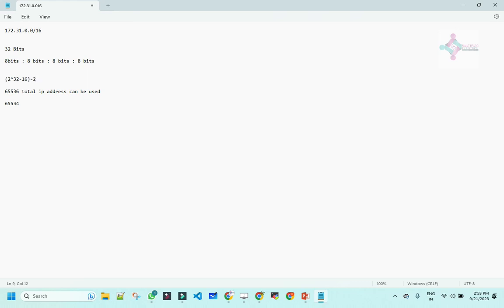Okay, minus 2. Why minus 2? You need to be surprised. Why minus 2? Basically, this 2 is nothing but the default: one goes to the network address and the other one goes to the broadcast address.